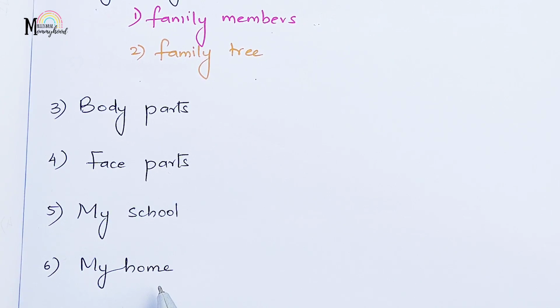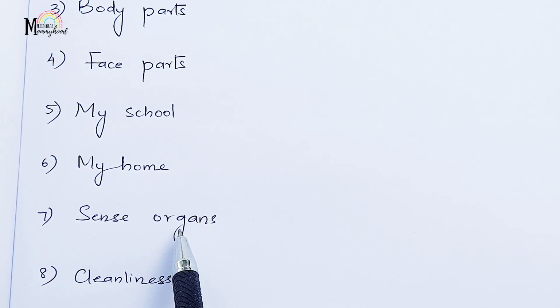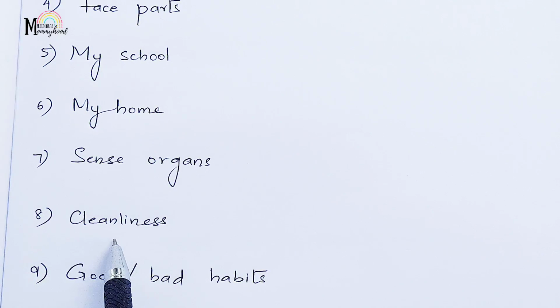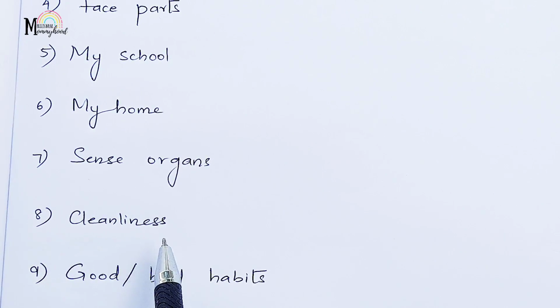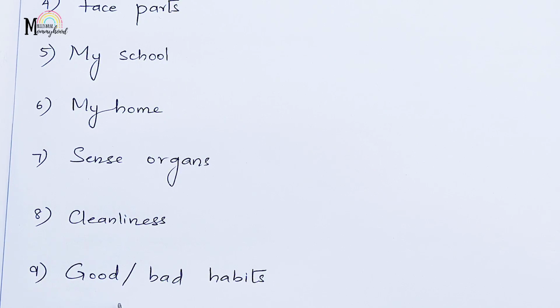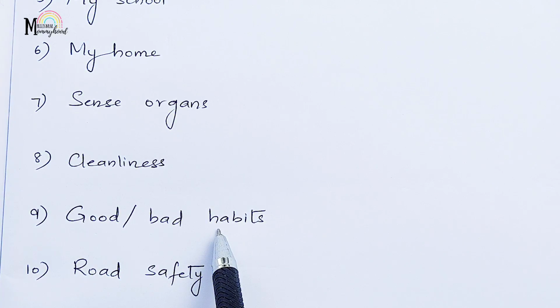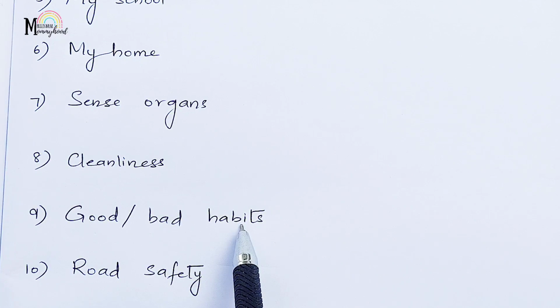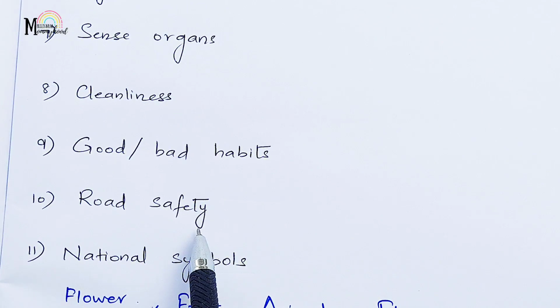My school, wherein you learn about the school, where your school is located, the name, your class and so on. My home, where you learn about the different rooms in your house and the use of each room. Sense organs, you learn about your 5 sense organs and what they are used for. Cleanliness, you learn about keeping everything clean around yourself. Good habit and bad habit, a variety of habits are given and you have to sort out which is good and which is bad. Road safety, you are told about zebra crossing, following the traffic signal and so on.